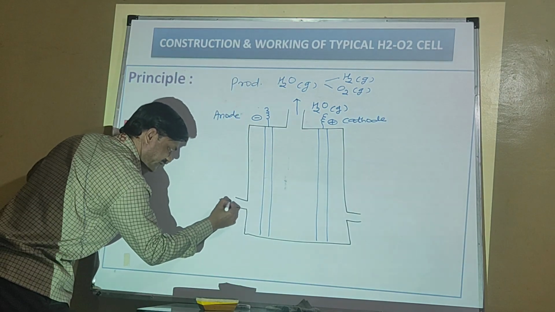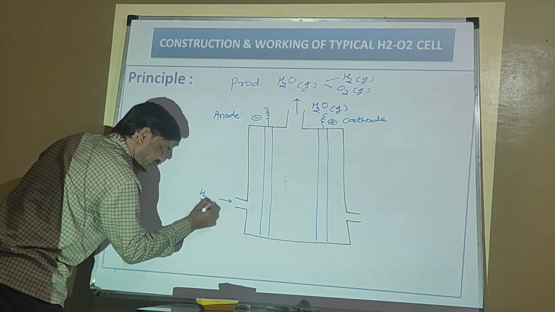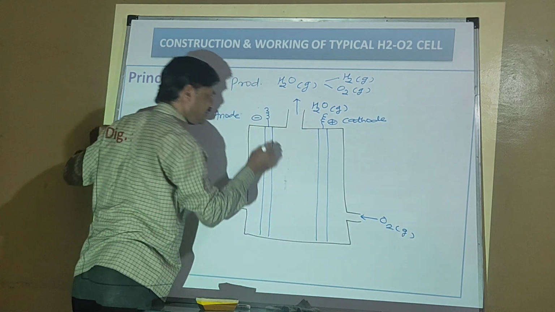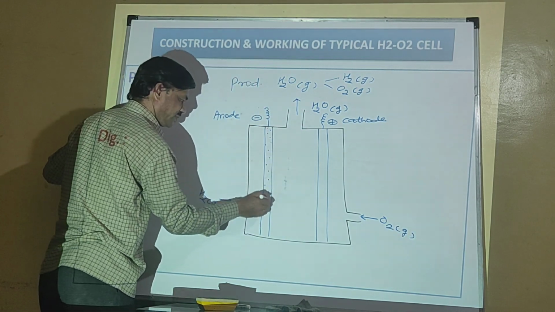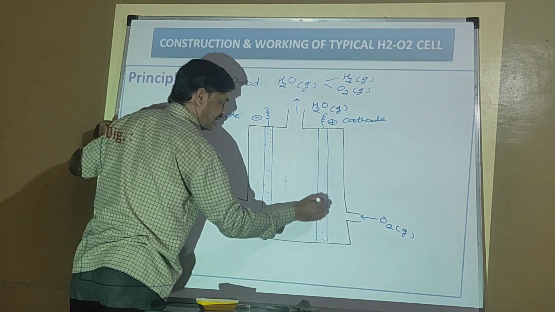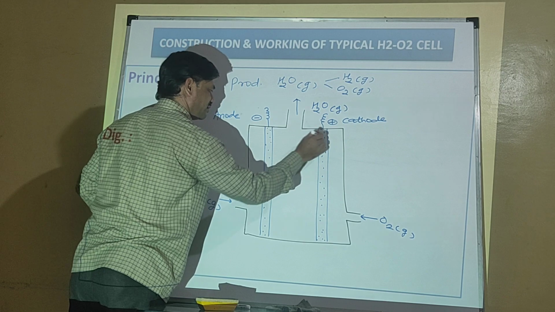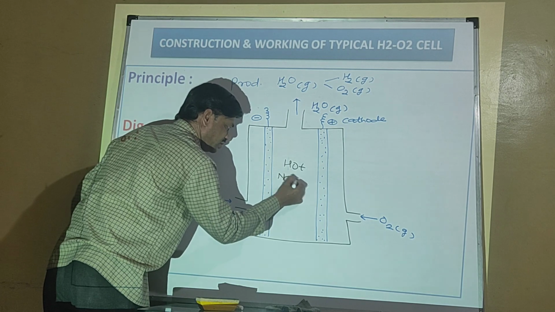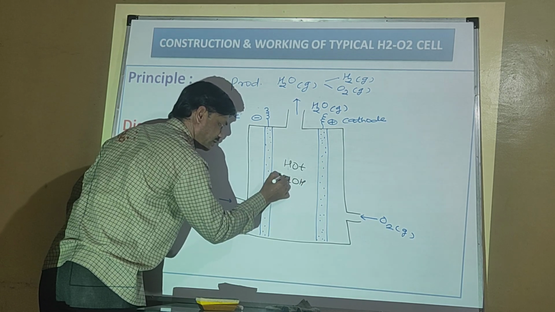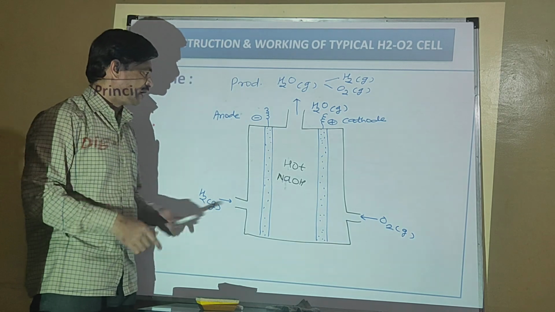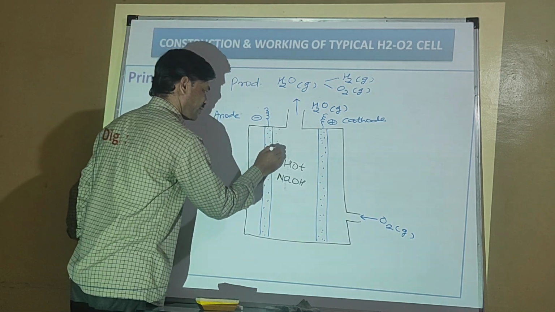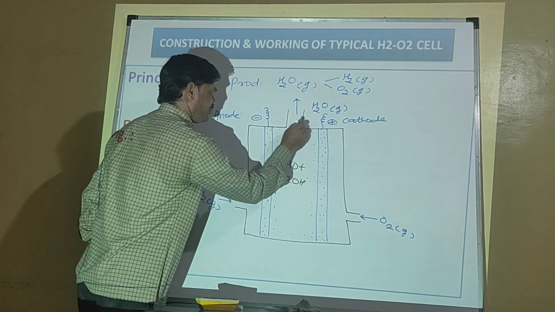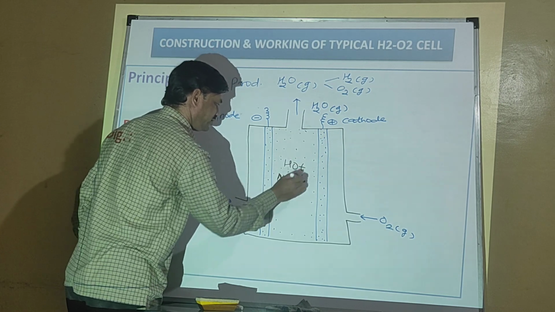What about the gas introduced into the anode compartment? H2 gas. What is to be passed into the other compartment? O2 gas. Check this one. These two are porous electrodes, and in between the porous electrodes there is the presence of alkali. Remember this one. Either we can make use of hot NaOH or hot KOH solution. So alkali is used. OH minus from this alkali participates in the reaction. So by using this diagrammatic part, we can easily describe the construction of typical H2O2 fuel cell.